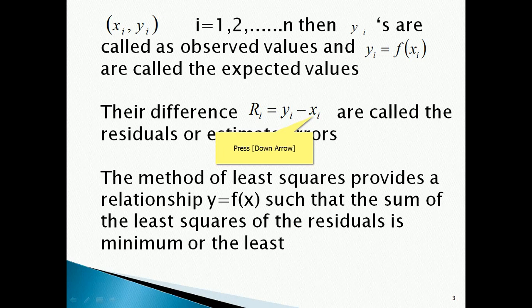To find the specific relation between the given values of x and y, we use the method known as the method of least squares, and this method finds the relation between the values of x and y in such a way that the sum of the squares of the residuals is minimum or the least. That is, this estimated error will be almost equal to 0, or else a very small value, the difference between the observed as well as the estimated values of y.